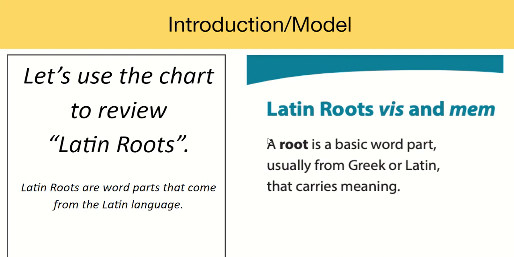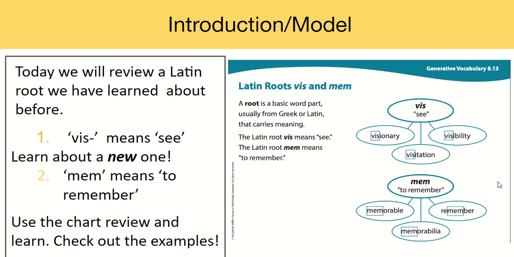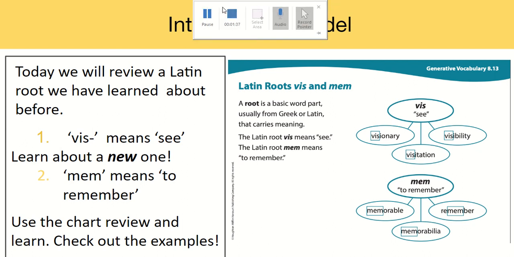So let's use this chart to review Latin roots. Latin roots are word parts that come from the Latin language. So we're going to be discussing some Latin roots, and that's a basic word part, usually from Greek or Latin, that carries meaning. So today we're going to review a Latin root we have learned about before, which is vis, and learn about a new one, mem, which means to remember. So we're going to use this chart and check out some examples.